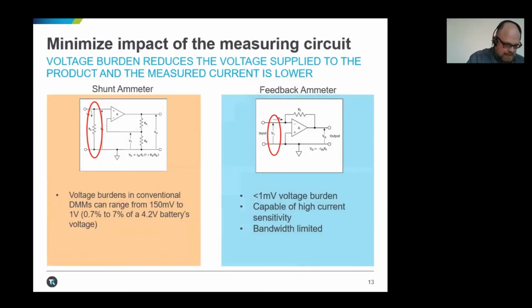The limitation with the feedback ammeter technique is bandwidth. Feedback ammeters tend to use low-frequency current measurement instrumentation. For bandwidth, the shunt ammeter topology has its advantages. Now that we know what we need and are aware of some of the issues with current measurement, let's take a look at the instrument alternatives.